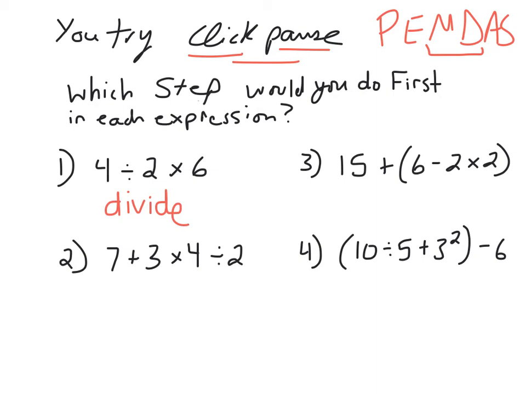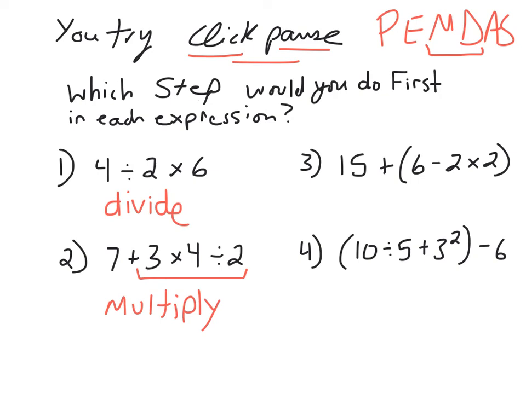Okay, number 2. Number 2 has addition, multiplication, and division. So the multiplications and divisions parts of this problem are going to happen first. What would come first, the multiply or the divide? Number 2, the correct answer was multiply. You would multiply first. That would be your first step. Your next step would be to divide. Your last step would be to add.